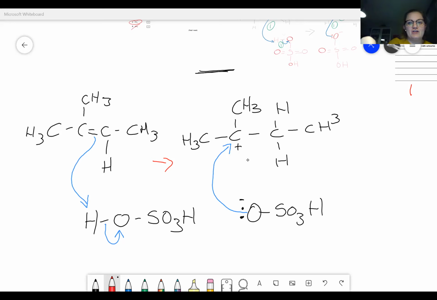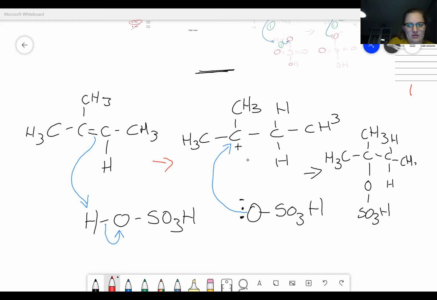So then our final stage, and this is when I discovered I ran out of page, is this. We will have H3C, so this is our product, C, CH3, O, SO3H, C, H, H, CH3. So that is our mechanism for this reaction. You don't need to name it. Obviously, that's going to be our addition reaction that's going on.